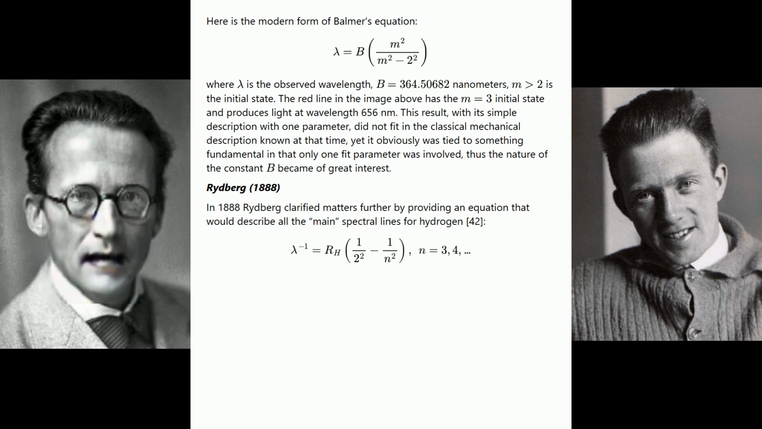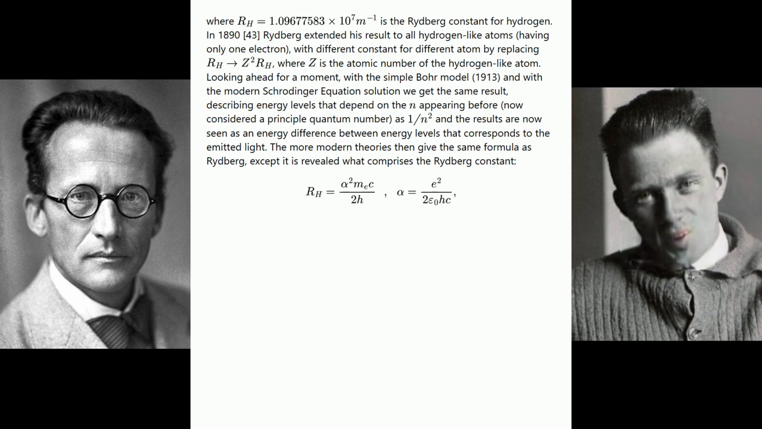Rydberg, 1888. In 1888 Rydberg clarified matters further by providing an equation that would describe all the main spectral lines for hydrogen. See the equation shown, where R_H equals 1.0967758 times 10^7 m^-1 is the Rydberg constant for hydrogen. In 1890 Rydberg extended his result to all hydrogen-like atoms, having only one electron, with different constant for different atom, by replacing R_H with Z^2 R_H, where Z is the atomic number of the hydrogen-like atom.